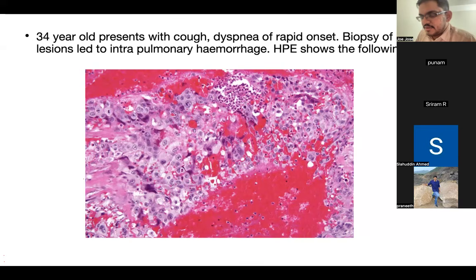Sir, if it is high risk, we'll proceed with the EMA-CO regimen, sir. What are the components of the EMA-CO regimen? In the EMA-CO regimen, we have etoposide, actinomycin D, methotrexate, and cyclophosphamide and vincristine.